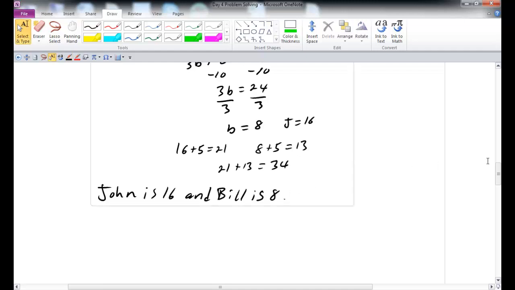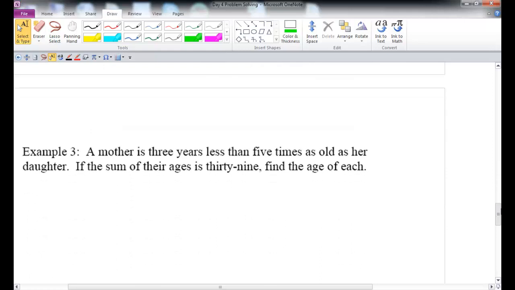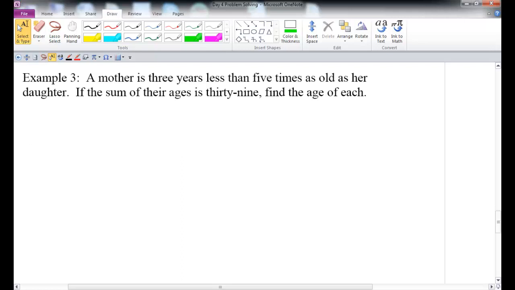Let's try another. You pause the video and try it. Write let statements, write two equations that express the relationships, and then substitute one equation into the other and solve that equation that's in one variable. A mother is 3 years less than 5 times as old as her daughter. If the sum of their ages is 39, find the age of each.